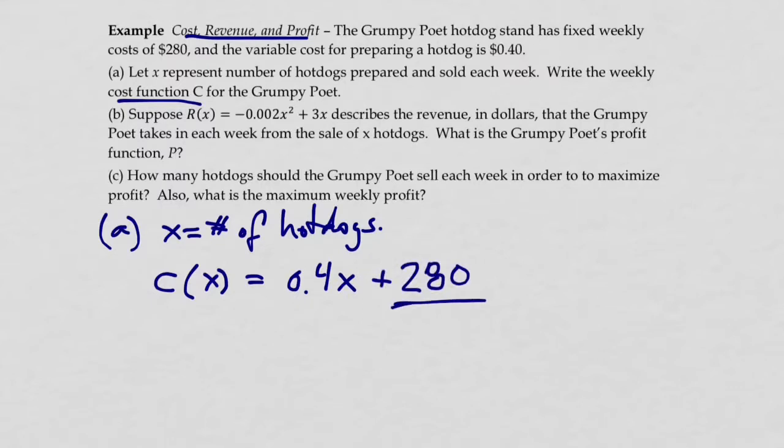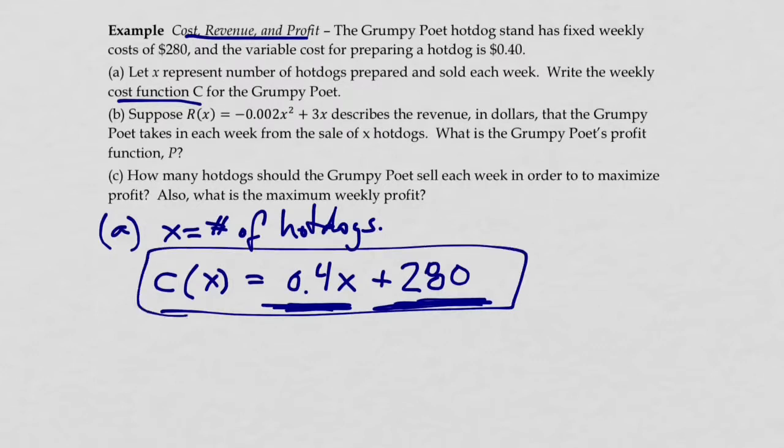The fixed cost would be things that don't depend on the number of hot dogs that are made, so maybe taxes or a rental fee for their hot dog stand, and the 40 cents would be like the ingredients for the hot dog and the time to make each hot dog. So altogether, those represent the cost of producing X hot dogs.